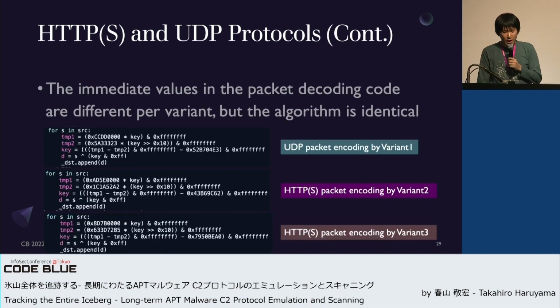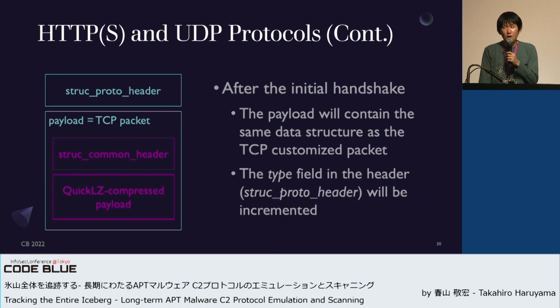In HTTP and UDP protocols, the immediate values in the packet decoding code are different per variant, but the algorithm is identical. After the initial handshake, the payload will contain the same data structure as the TCP customized packet, and the type field in the header will be incremented.